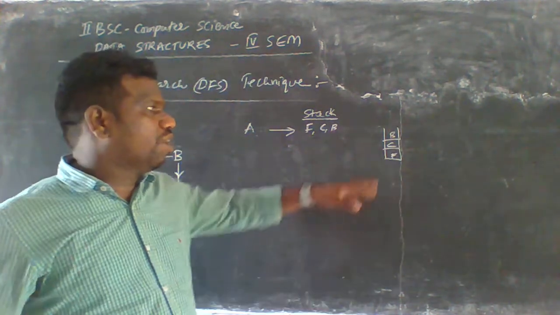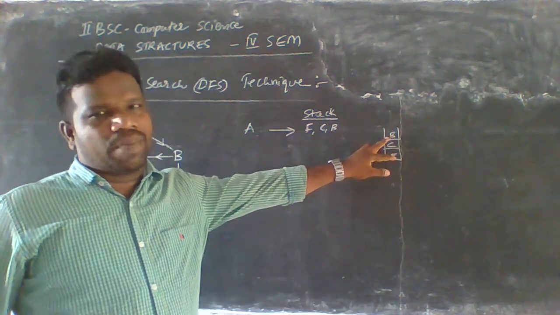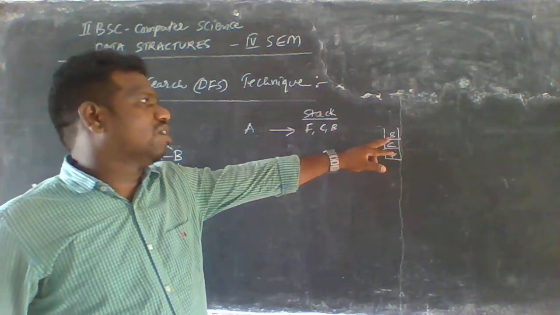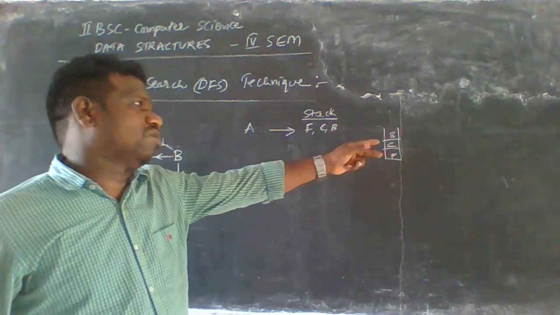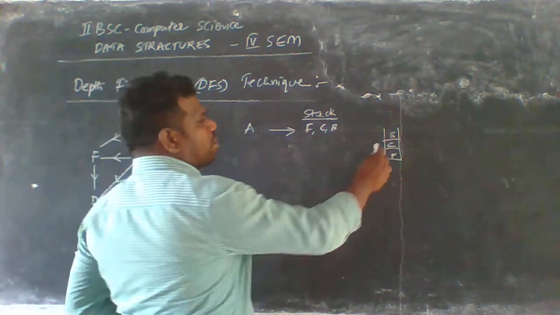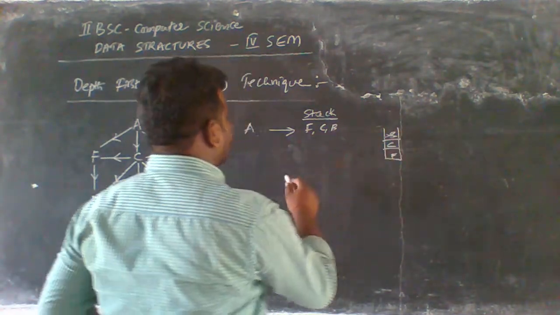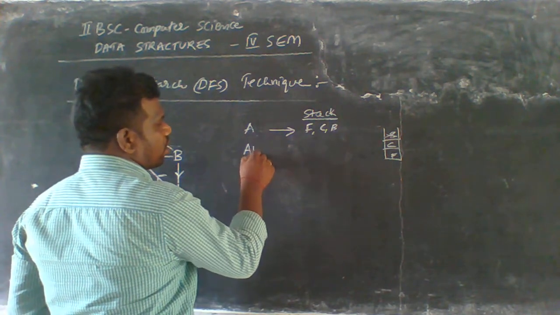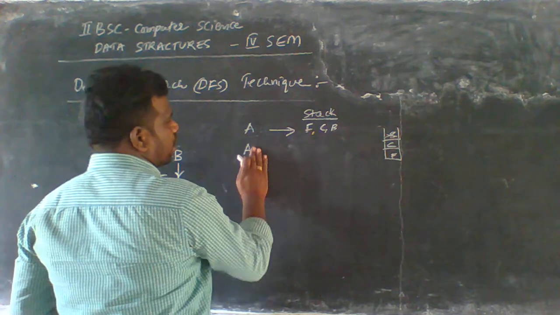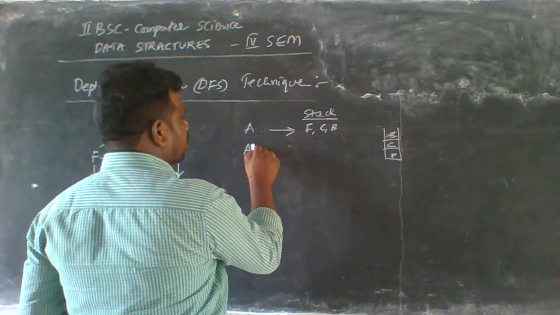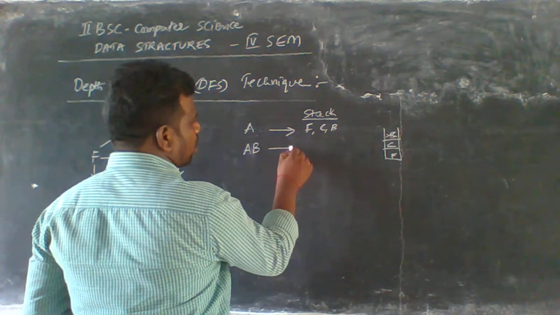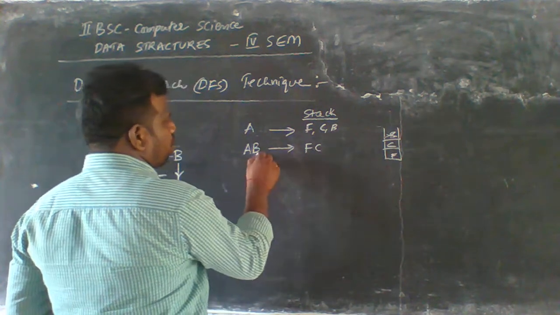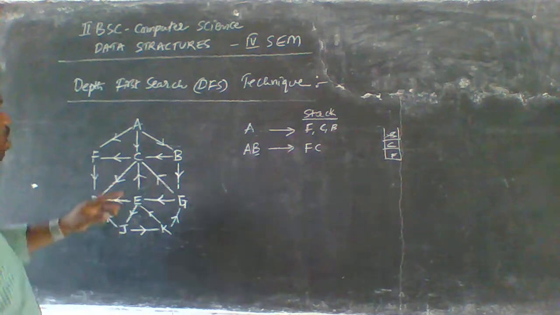A stack has only one end, called the top end. At this top end we can perform insertions and deletions. That's why we pop this element first. So you pop that element, B here, A to B, and we have only F, C remaining. Now we are at B here.